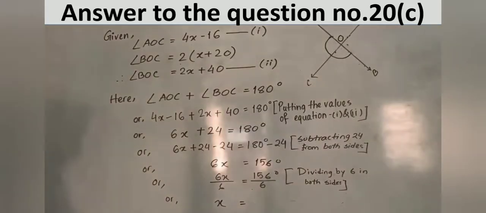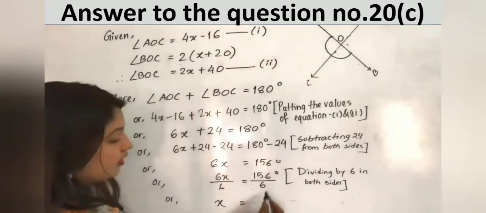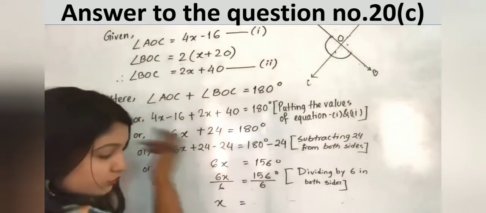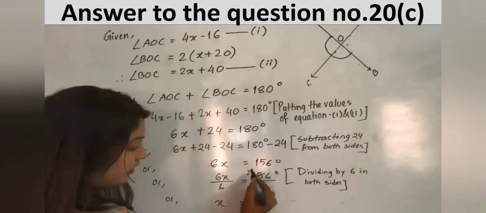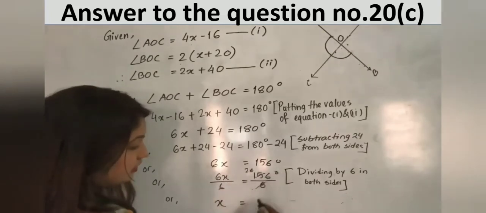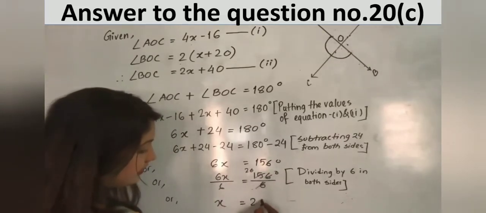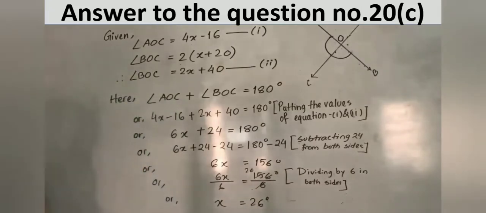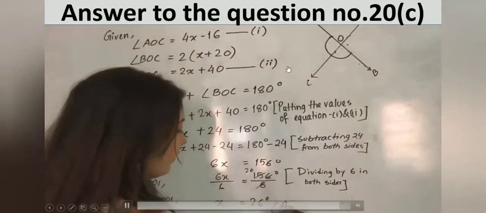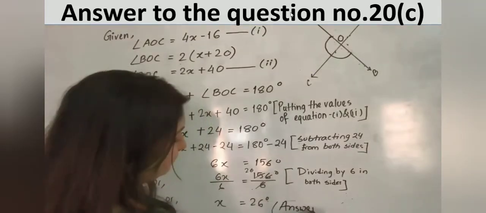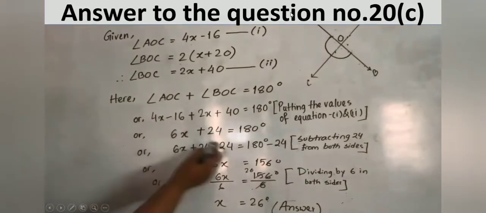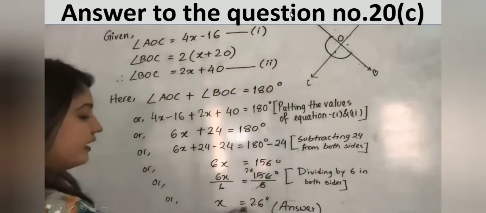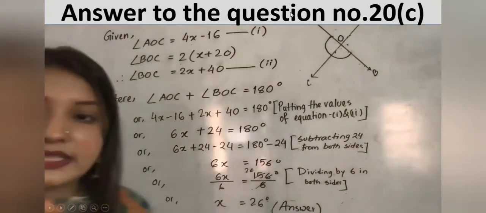And here, if you divide, 6 how many times? Yes, 6 2s are 12. And here it is left with 3, 6 6s are 36. So it is 26 degrees. So the value of x is 26 degrees and this is our required answer. At first we put the values, then calculated the equation and found that the value of x is 26 degrees.